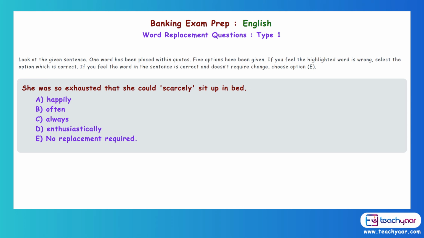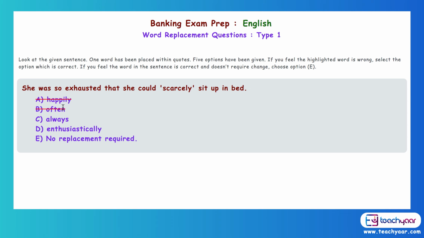The sentence seems to be okay. But let's look at the options. First word is happily. Now when someone is so exhausted, you cannot happily sit up in bed. So A is not the right answer. What is the second one? Often. She was so exhausted that she could often sit up in bed. Well, somebody who's tired doesn't sit up in bed all the time. So often is wrong.